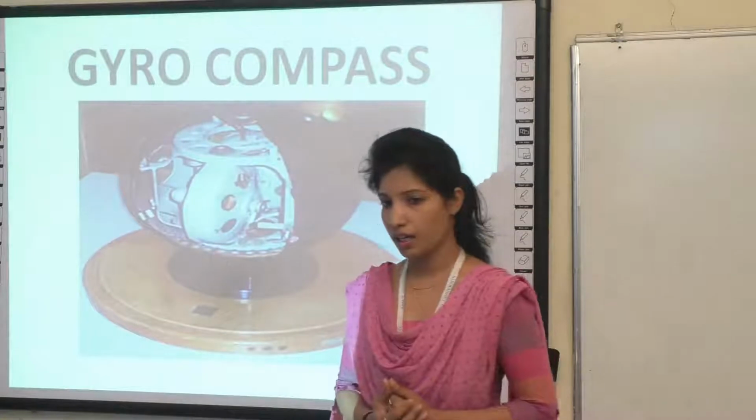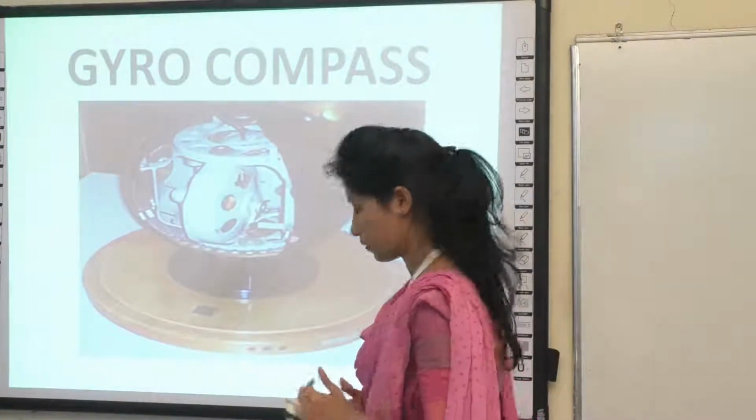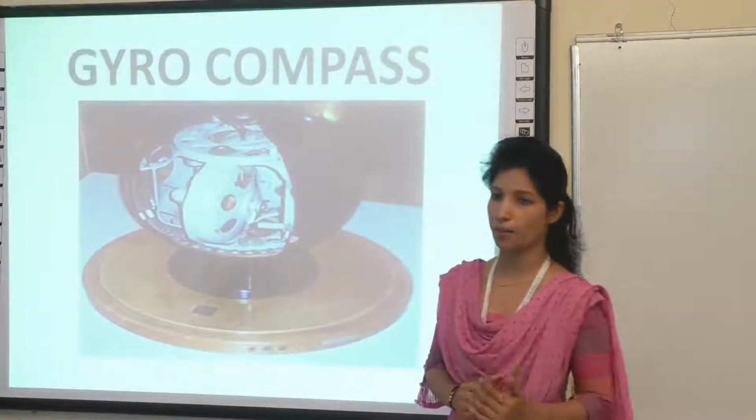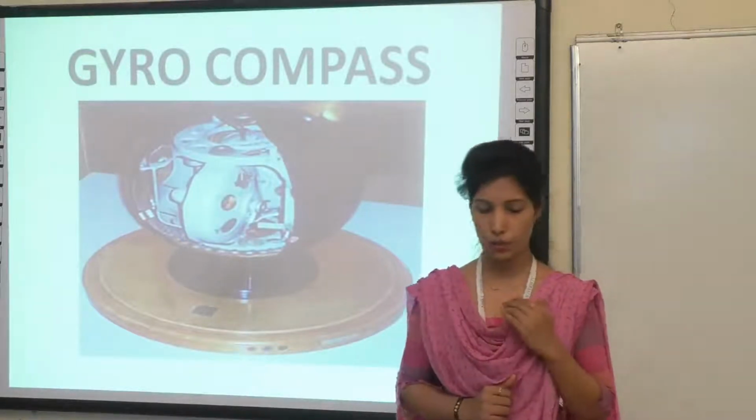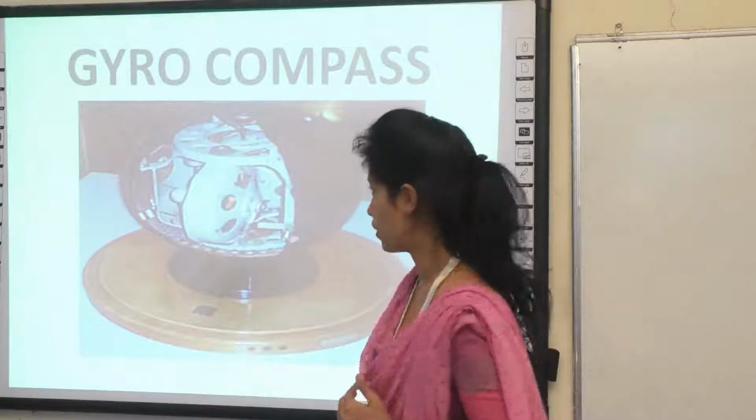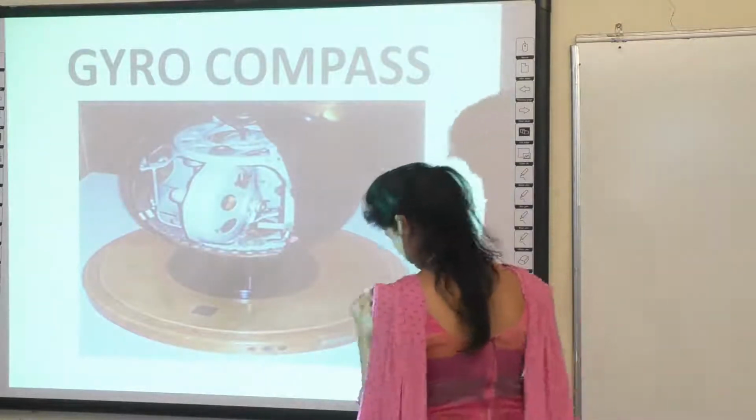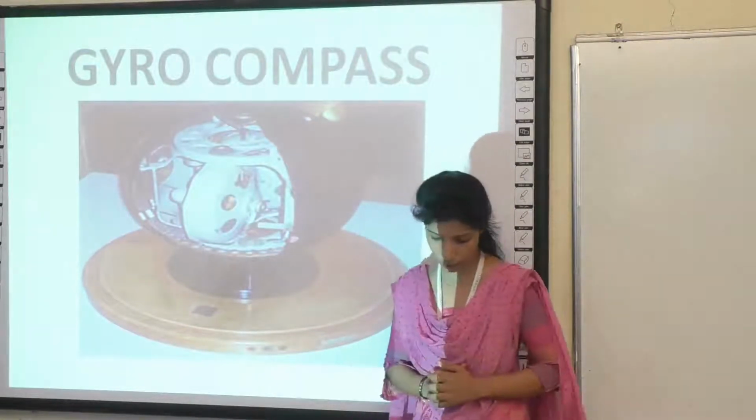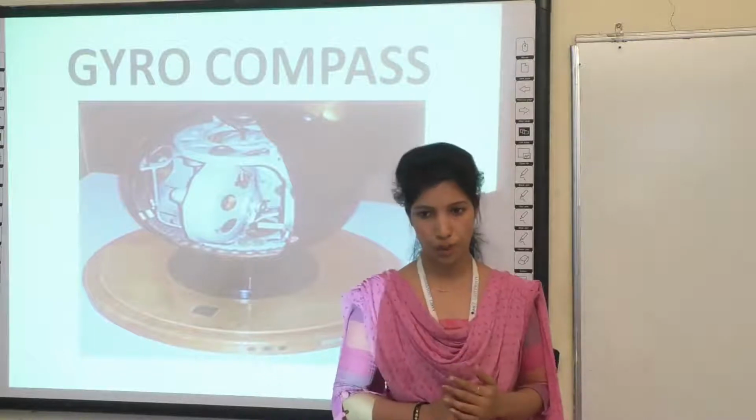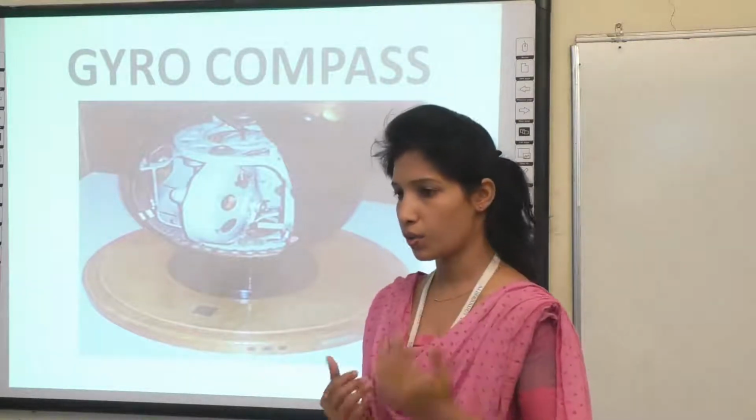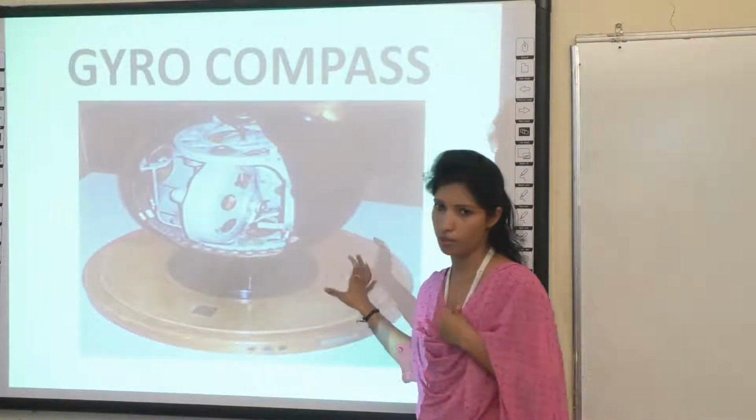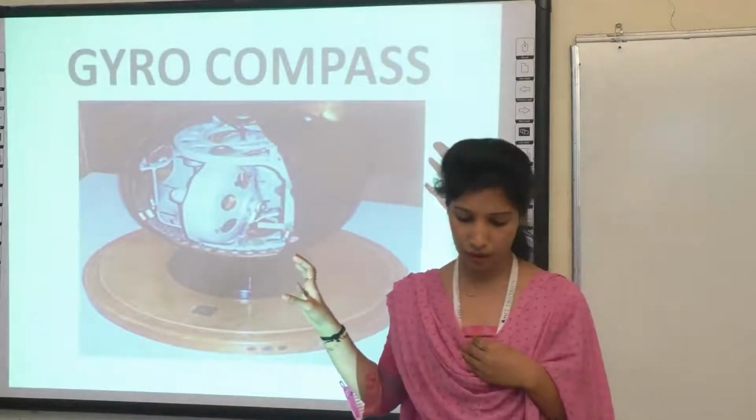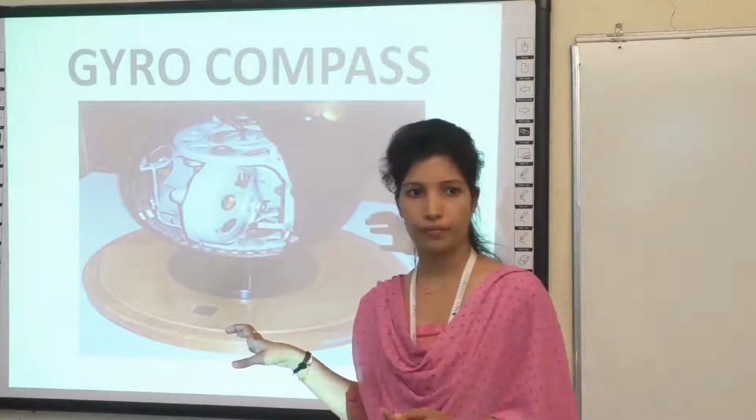This is the gyrocompass. The gyrocompass is the master compass used on board a ship. Students can easily understand what the gyrocompass is used for on board a ship, what the use of the gyrocompass is, and where it will actually be located.